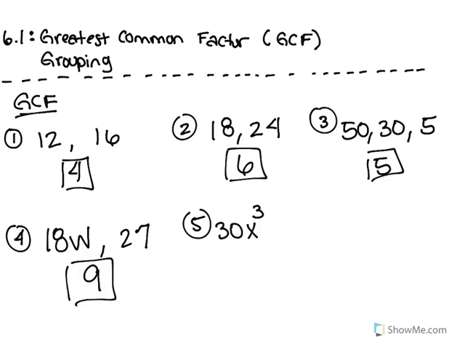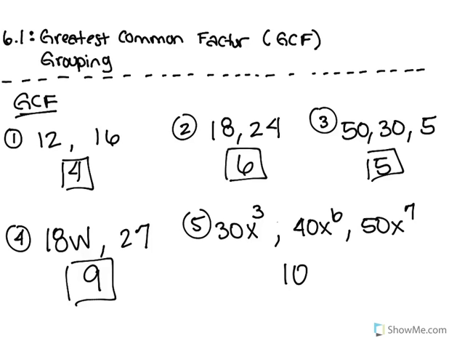Okay? What about 30x to the third, 40x to the sixth, and 50x to the 7th? Just put commas. 30, 40, 50. What number would be the greatest with those 3? 10. Very good. Now, everybody got some x's though.